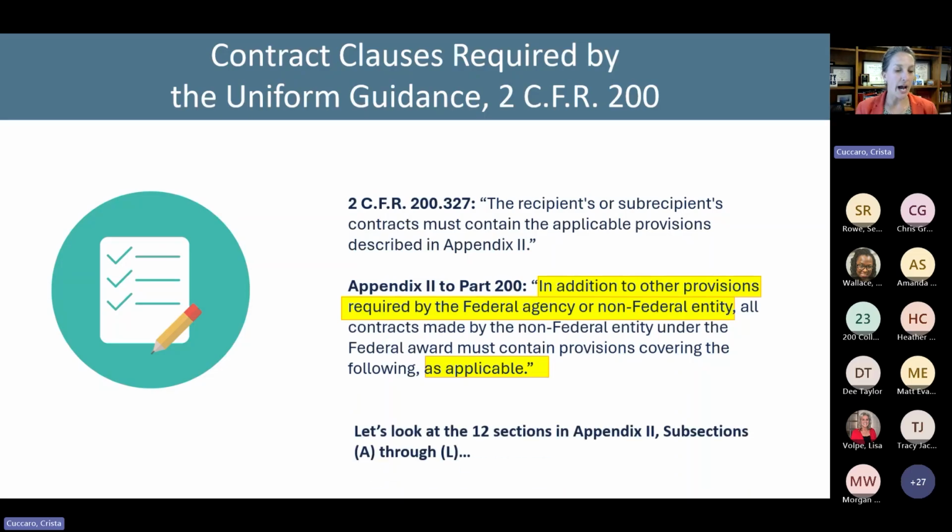So we're going to look at the sections in Appendix 2. There are 12 of them, only 12 contract clauses that you need to include as applicable. But we're going to walk through them, starting with the easy ones, if you will, and then build up into the more complex or complicated contract requirements. All right?